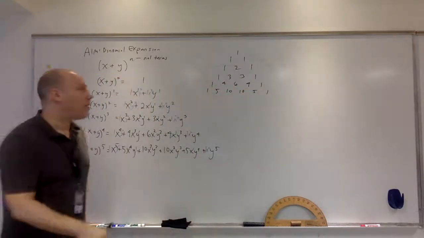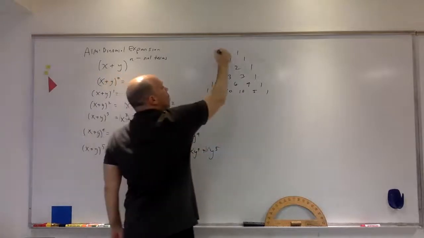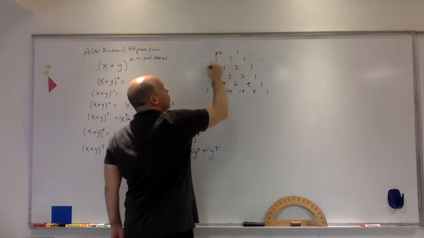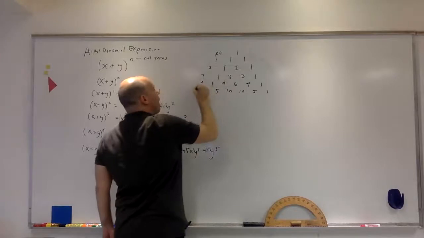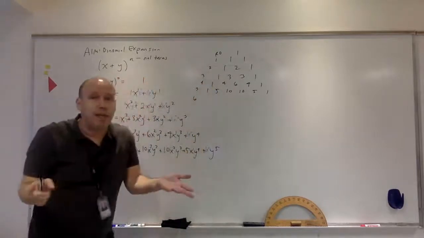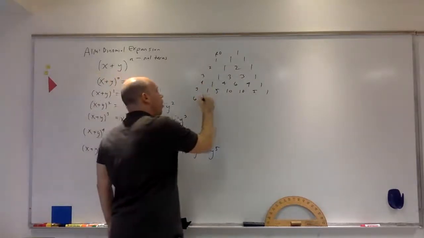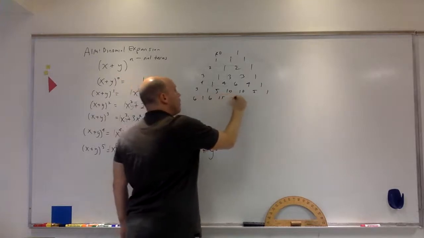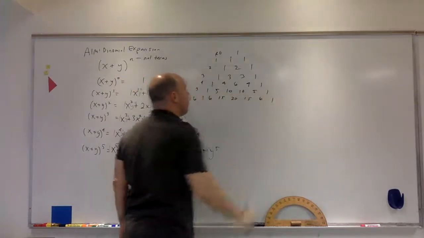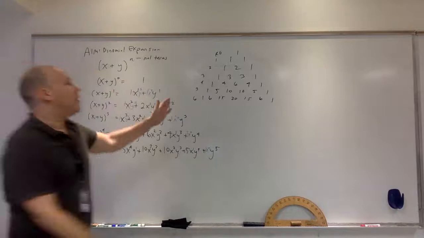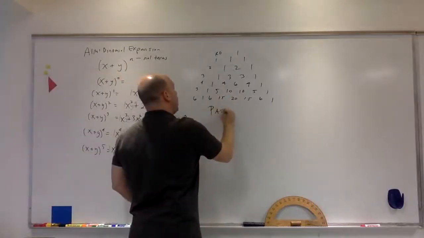And so you might say, Mr. Adler, you know what? If this is the row 0, 1, 2, 3, 4, 5, and you can quickly create the 6th row or the 7th row. 1, 6, 15, 20, 15, 6, 1. Now, once again, this is known as Pascal's triangle.